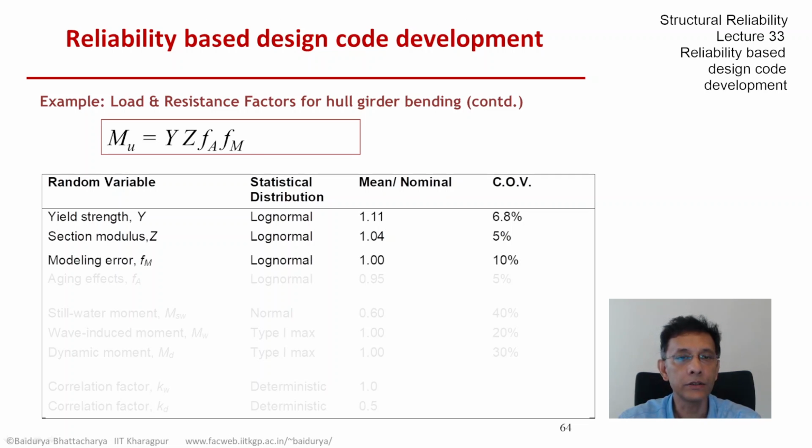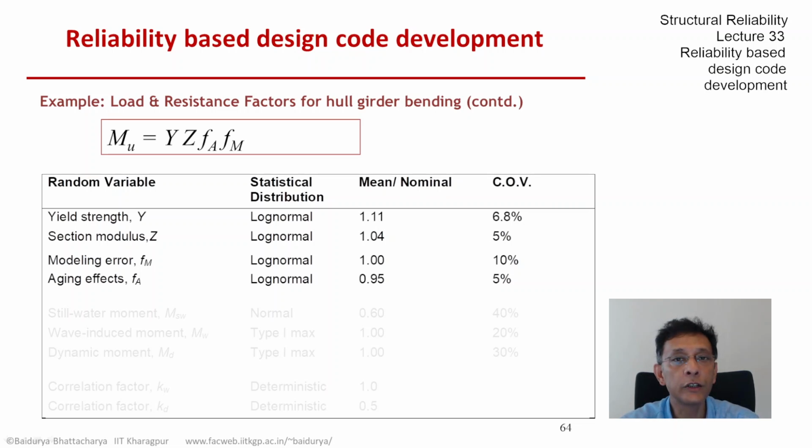Then there are 2 factors, the modeling error factor Fm and an aging effect factor Fa, again each log normal and with bias factors 1 and 0.95 respectively, and uncertainty of a rather moderate nature. So what they do is they explicitly acknowledge the fact that this sort of simplification of expressing the capacity in terms of Y times Z, yield strength times the section modulus, ignores many aspects. It might ignore local geometric effect, it might ignore material hardening effect.